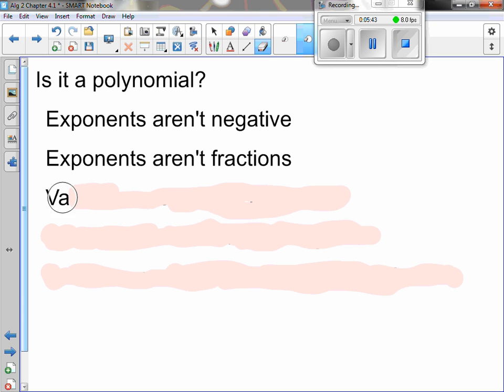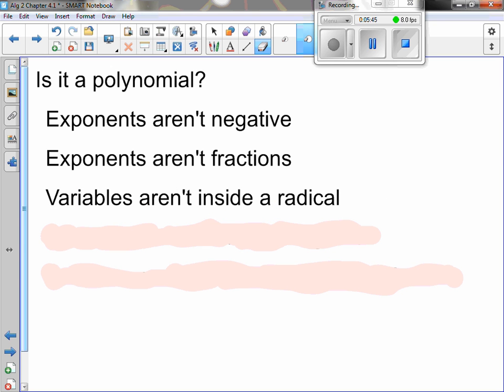I would just be writing these here. Variables aren't inside a radical. Because these here, this is really helping us define what a polynomial function is. A lot of the times it's harder to say, is this a rational function? Or not rational, polynomial function? Because we can list all the properties that they do have, but it's easier to look and see what they shouldn't have. If they qualify for one of these here, it's easier to pick them out.